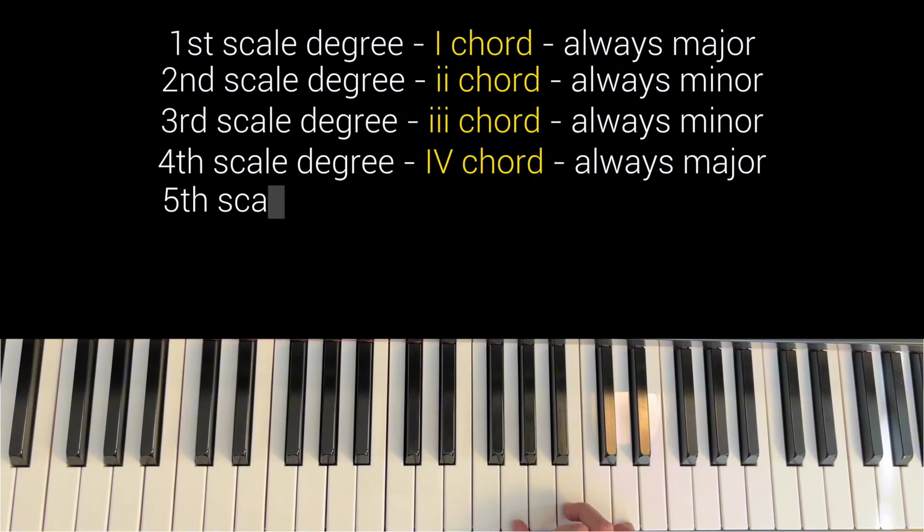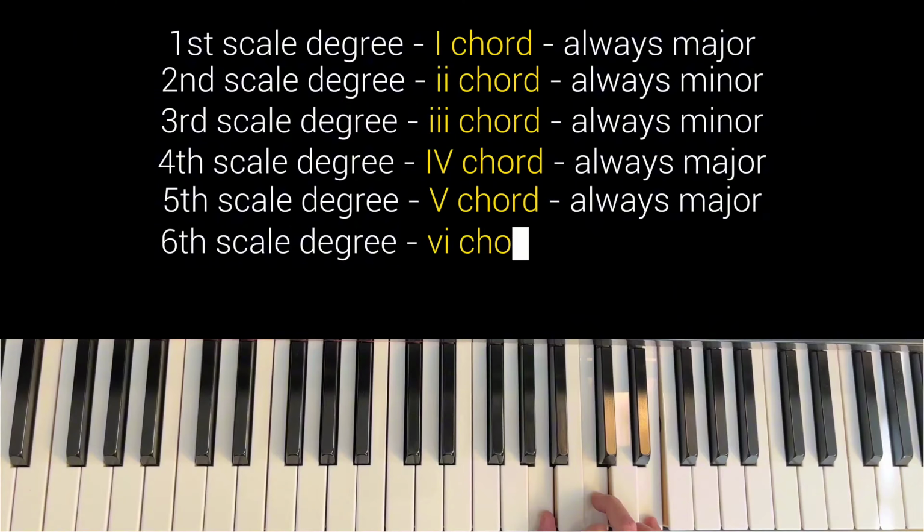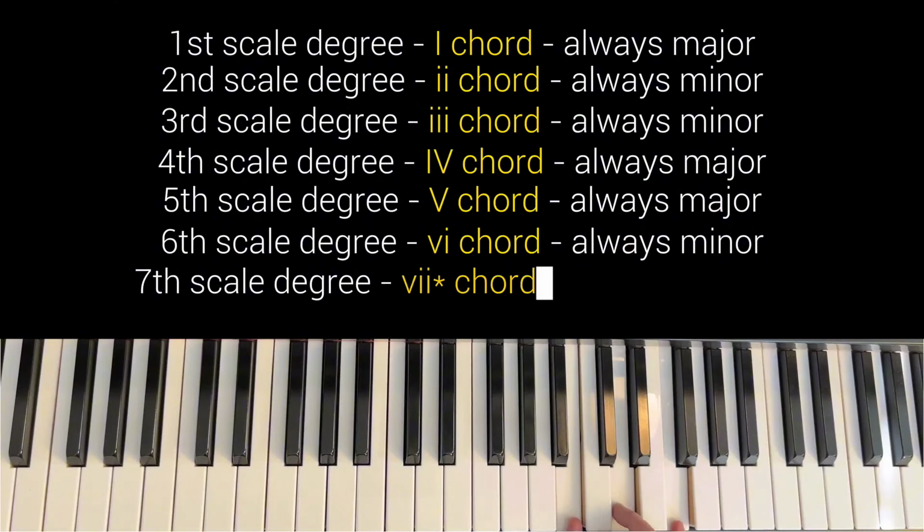The chord that's built on the 5th scale degree is called the 5 chord, and it's always major as well. The chord that's built on the 6th scale degree is the 6 chord, and it's always minor. And then the chord that's built on the 7th scale degree is called the 7th chord, and it's always diminished.